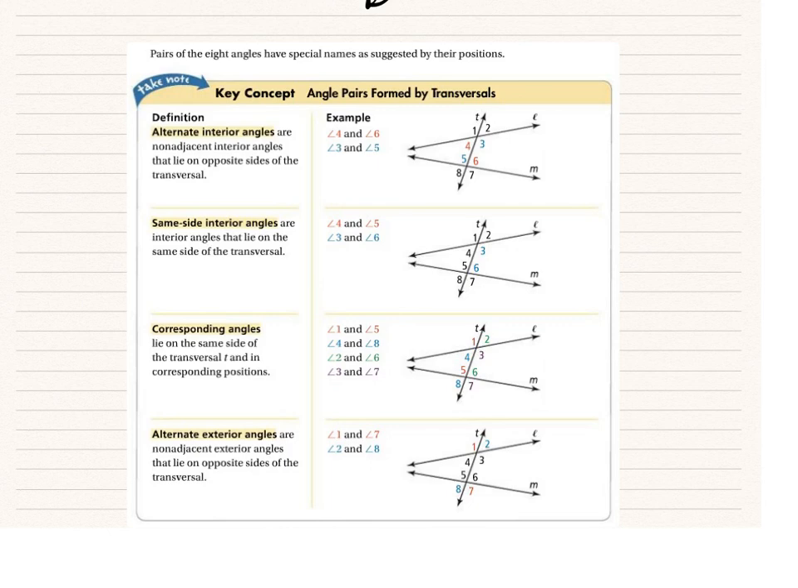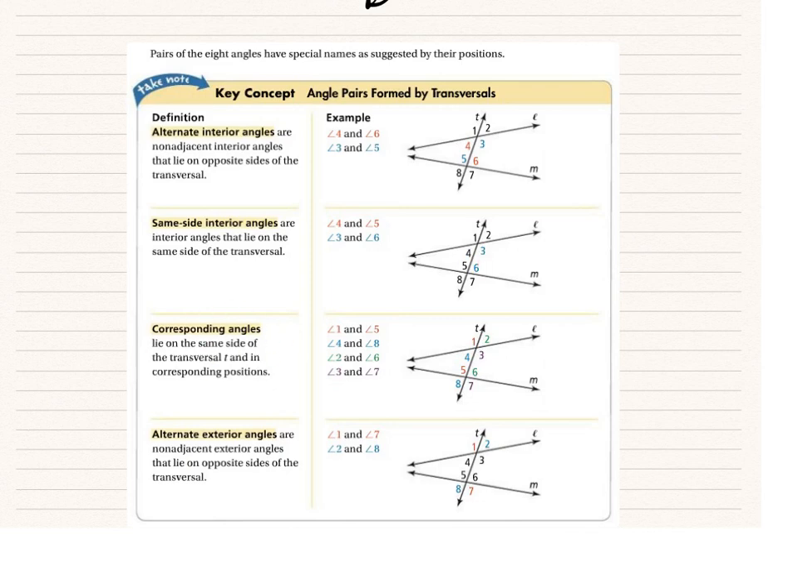And then alternate means they're on opposite sides of the transversal. So in this case, 3 and 5, and then 4 and 6. Same side interior angles, I bet you could guess what that means. And that is they're still on the inside, but they're going to be on the same side as the transversal. So in this case, 3 and 6, or 4 and 5.